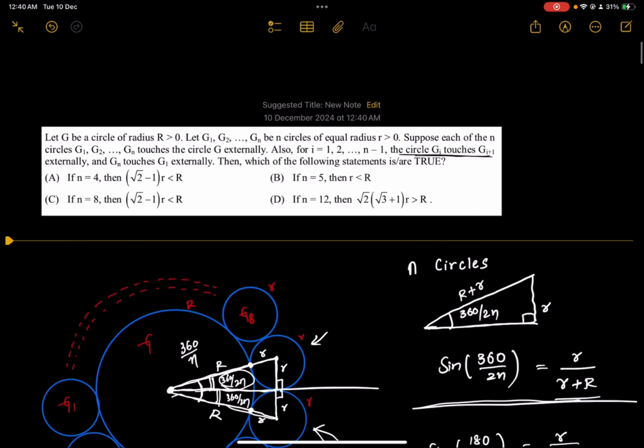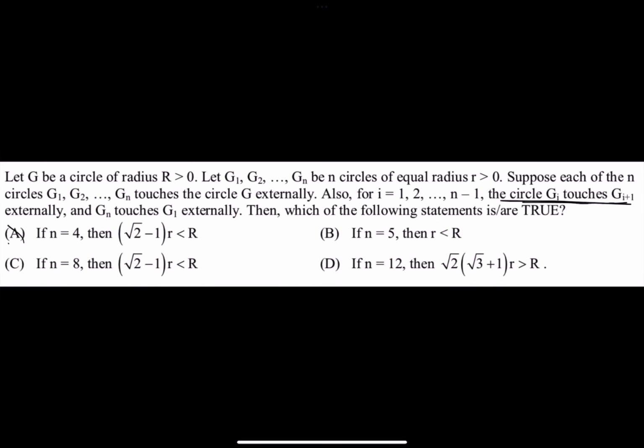So A and B are wrong, C and D are correct. So this is wrong, this is wrong, this is correct, and this is correct. I hope the solution is clear.